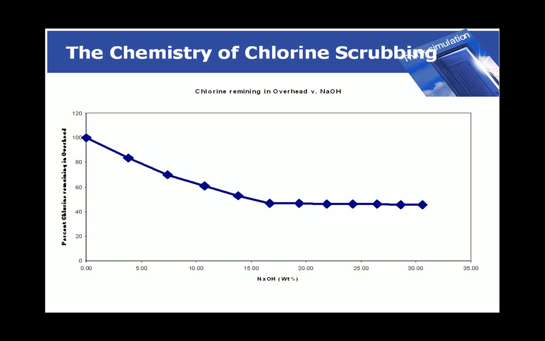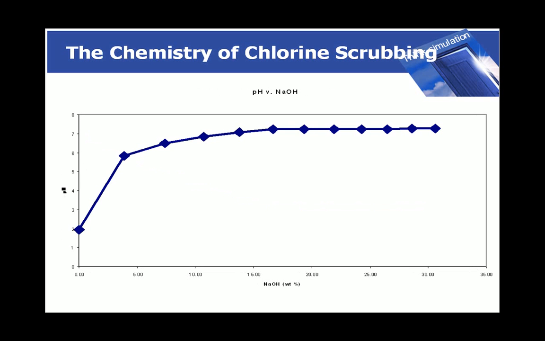This is a simulation of the amount or the percentage of chlorine remaining in the overhead as a function of caustic concentration. So what we see here at the low concentration is that we have 100% of chlorine blowing through the column, and as we increase the weight percent of sodium hydroxide, the amount of chlorine is reduced in the overhead, hence it's absorbed. And we can see that the response becomes essentially flat in the 15, 16 weight percent region.